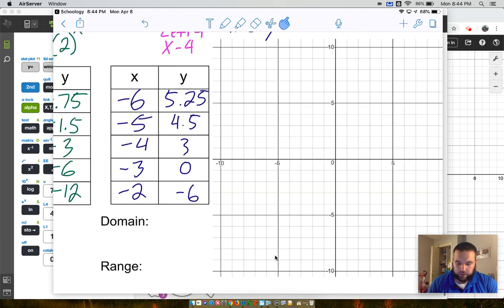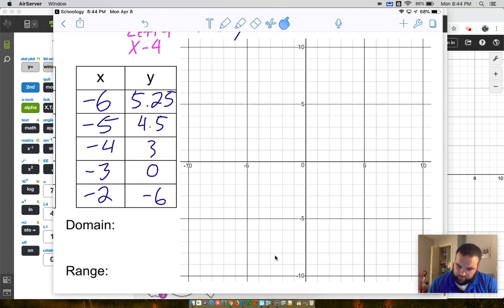Okay. Negative 6, comma 5.25. 5.25 is about right there. Negative 5, comma 4.5. Negative 4, comma 3. Okay. Negative 3, comma 0. And negative 2, comma negative 6. So I can see that it's definitely falling very rapidly there.